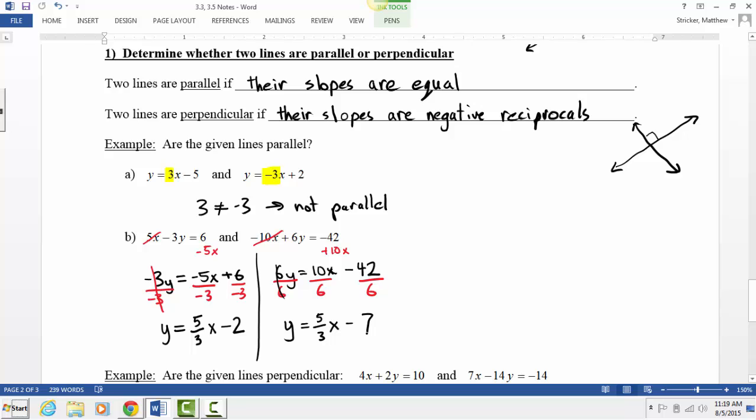So notice here, what can we say about the slopes? Are they equal? Yes, they are equal. These slopes are equal. So the lines are parallel. Simple enough?